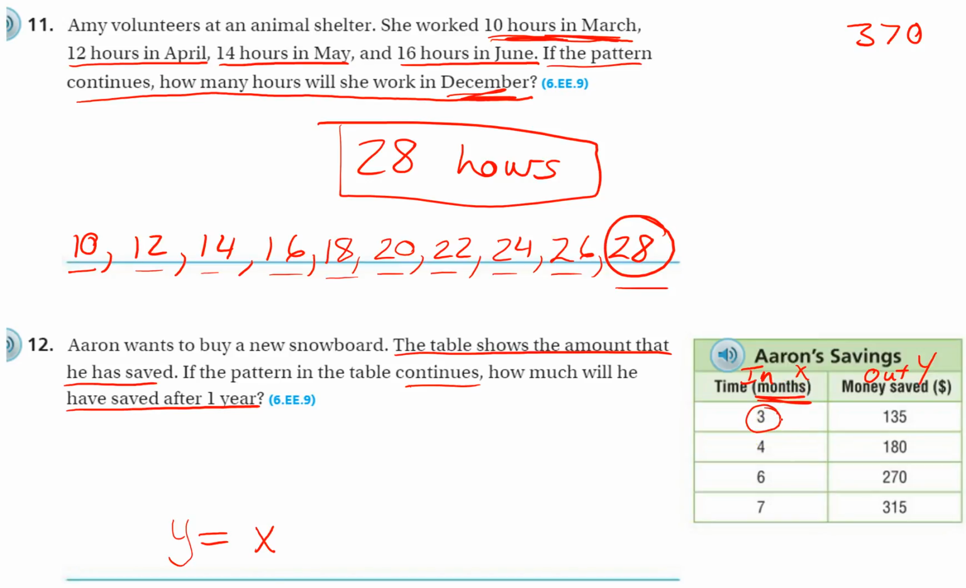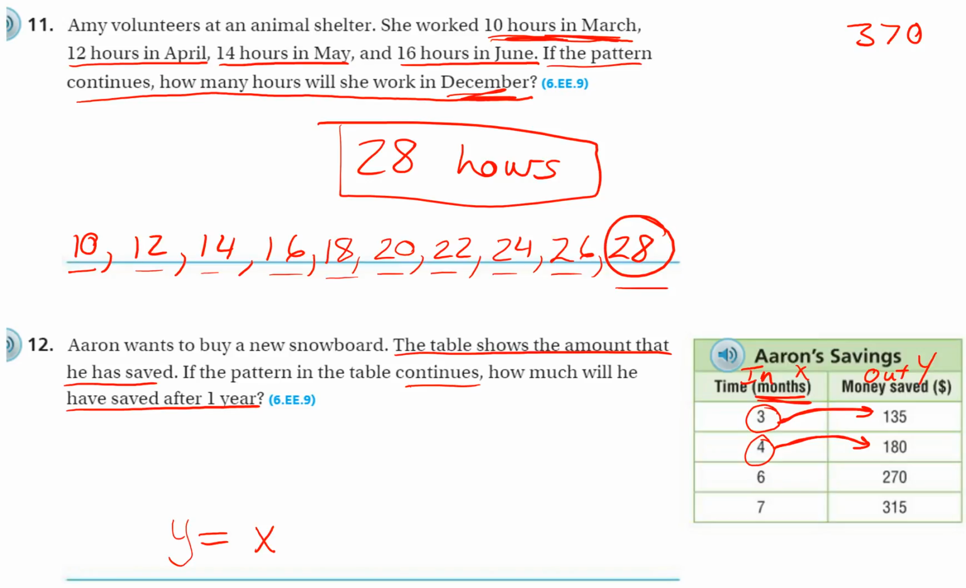So if he works 3 months, he'll have saved $135. 4 months, he'll have saved $180. What are they doing to 3 to get it up to $135? What are they doing to 4 to get it up to $180? And remember, they have to do the same thing to each one. There's going to be some kind of rule that says you always do this. Well, we're getting bigger, so it's going to be multiplying or adding, and it looks like it's going to be multiplying because it's getting big very fast, right?